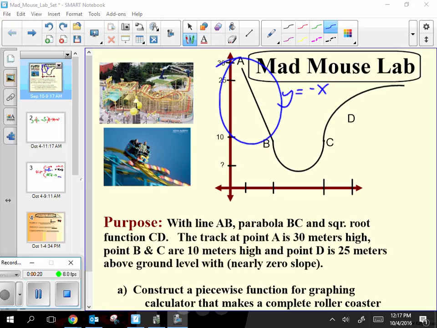Now it needs to be shifted up so that it touches up here at like 30 or so. Plus 30, there you go. There's your first function. Now you need a parabola, but this one's going to be a little more complicated because we want it to be shifted to the right and up, and so a parabola just of y equals x squared would not work. You'd need to do what?